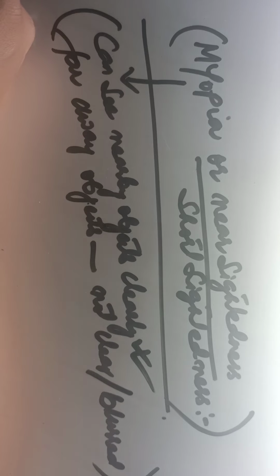Now, what happens in myopia? A person with this defect has a far point nearer than infinity. Such a person may see clearly up to a distance of a few meters. In a myopic eye, the image of a distant object is formed in front of the retina and not on the retina. Very important, right?